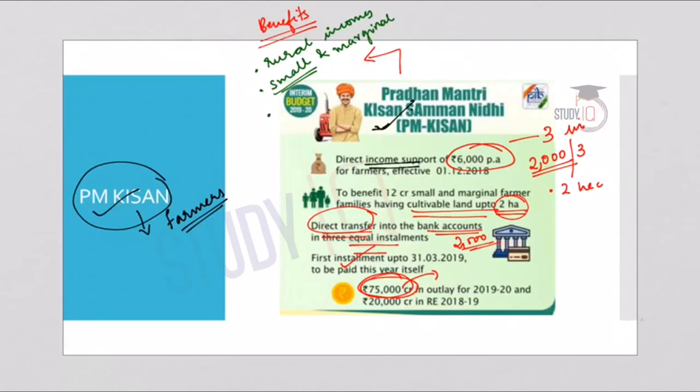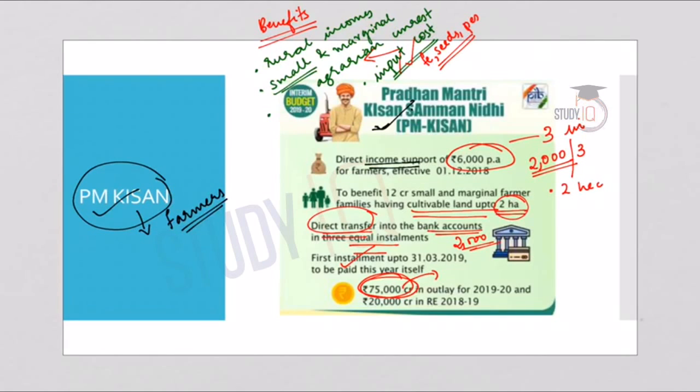Thirdly, it will help in addressing the agrarian unrest. Also, the farmers can meet their input cost using this money. So it will help in meeting the input cost for the farmers, like purchase of fertilizers, seeds, pesticides, etc. So these are the benefits. Now let us look into the other side of it.